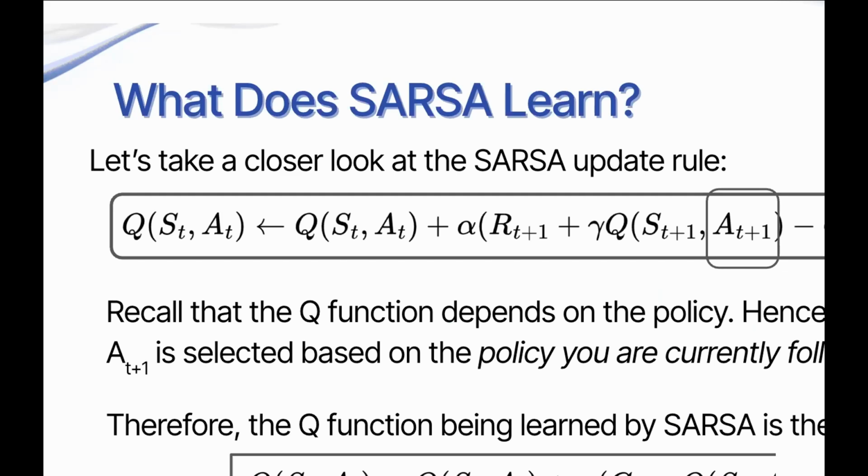Let's take a closer look at SARSA. Recall that the Q function depends on the current policy. Therefore, the action A at t plus 1 is selected based on the policy you are currently following. If you're following a uniform random policy, then A at t plus 1 will be selected randomly. Therefore, the Q function being learned by SARSA is the Q function for the current policy. That is why I said you could use SARSA for policy evaluation. You learn the Q function of the current policy.